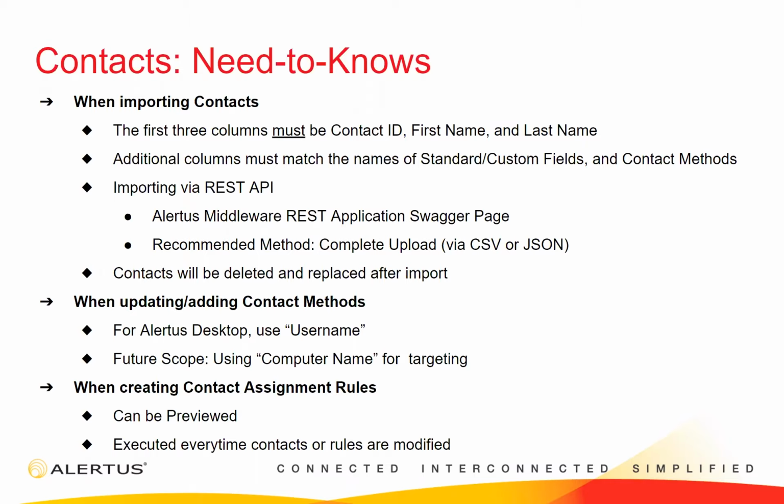Now, additional columns for any standard fields, custom fields, or contact methods can be in any order, okay? Unlike the first 3 fields that have to be contact ID, first name, last name in that exact order. The additional fields can be in any order. However, the name of the field has to match exactly what was configured in the system.